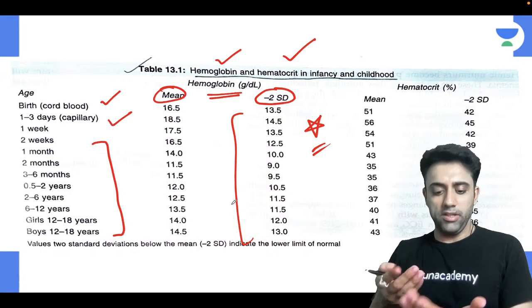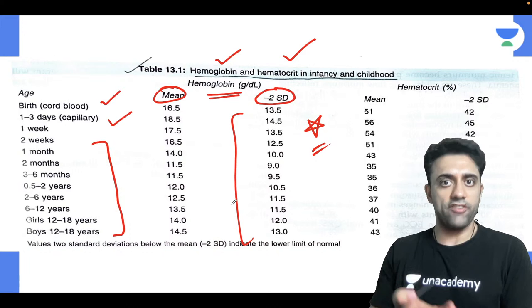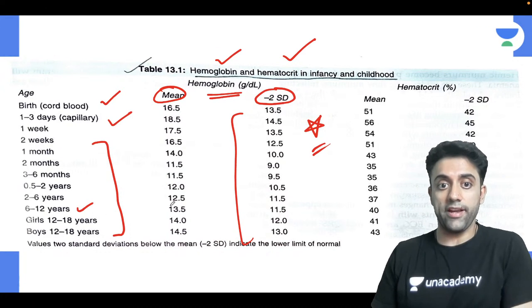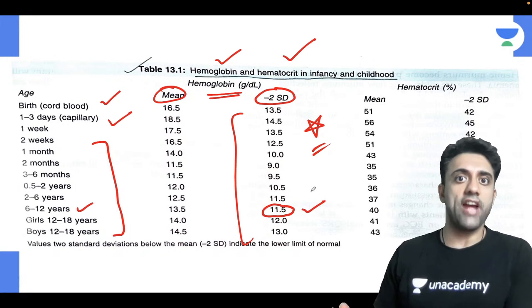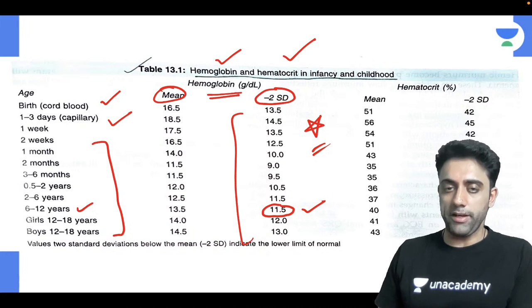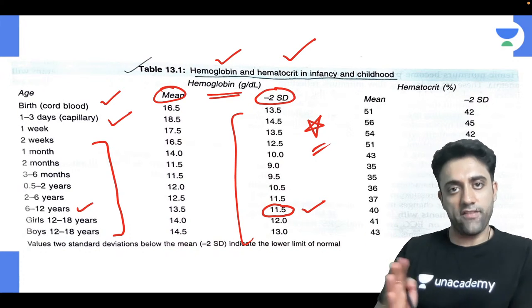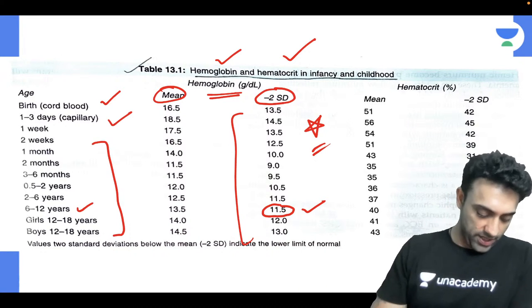A patient comes to me with pallor on his hand. I compare my hand with the patient's hand, I open the book and I say, okay, this child is 12 years old. Less than minus 2 standard deviation for 12 years makes 11.5 gram per dl hemoglobin. So that is known as anemia. Hemoglobin less than minus 2 standard deviation for the respective age and sex is known as anemia. Right, understood?